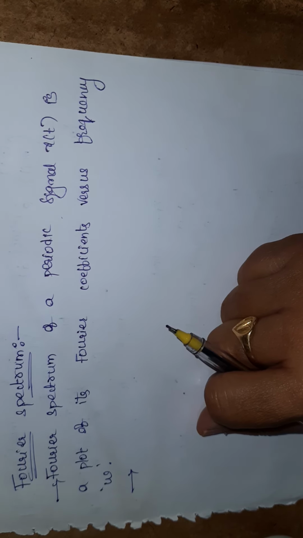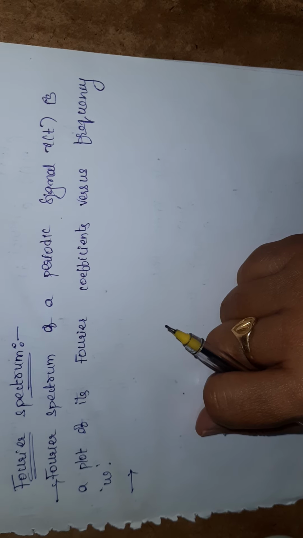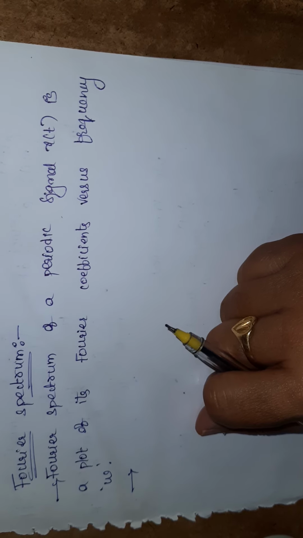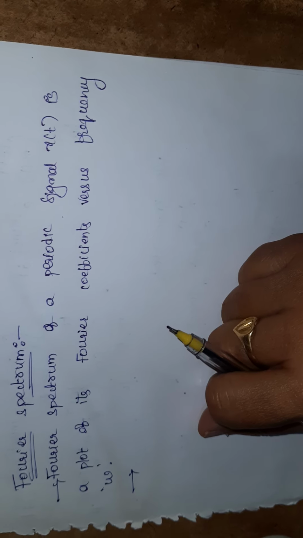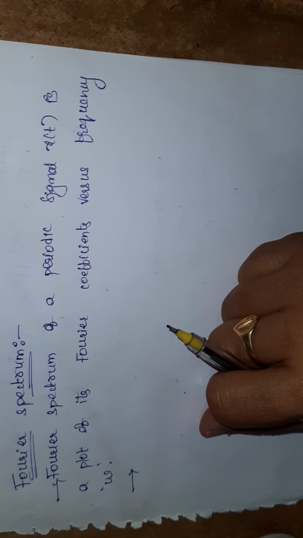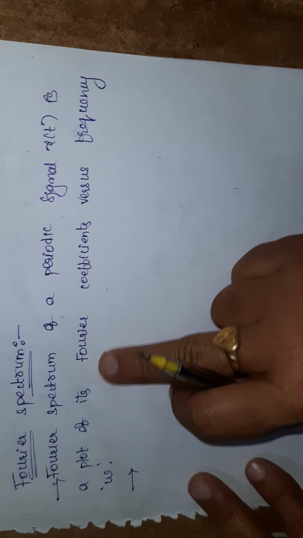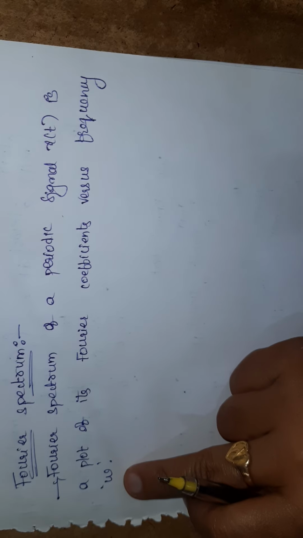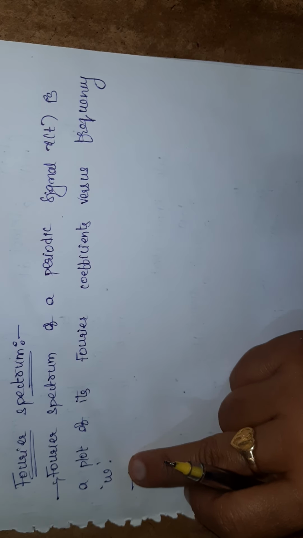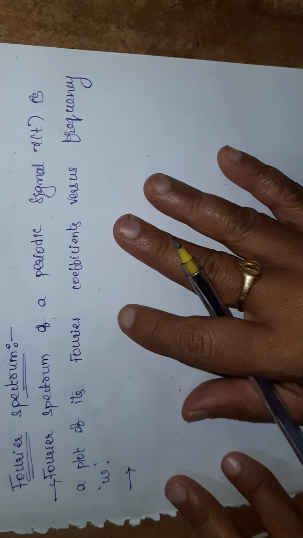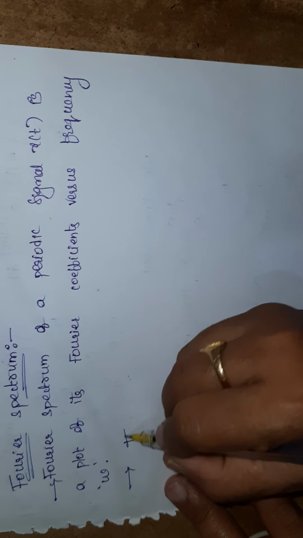What is spectrum? Spectrum means on the x-axis we won't consider time. Time axis is not considered. We will consider the frequency axis. So it is a plot between Fourier coefficients and frequency omega. Actually there are two spectrums, amplitude spectrum and phase spectrum.